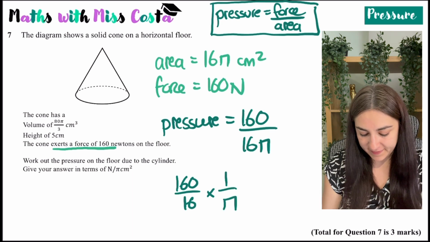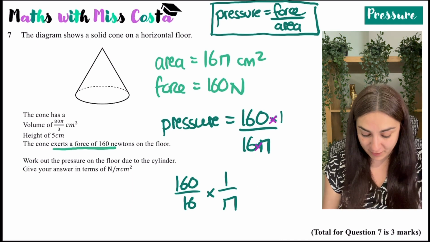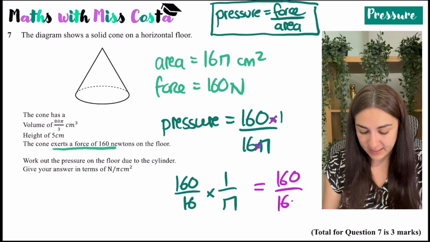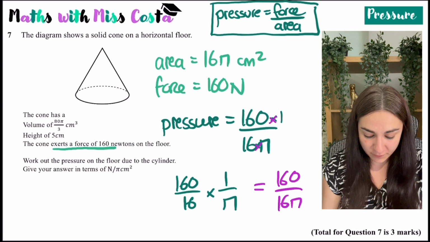So you could just split that up like that, because as long as they're being multiplied, you can split the fractions up, because multiplying fractions, what would that turn back into? It would turn back into this. So you can split them up just to make it a little bit easier for yourself.